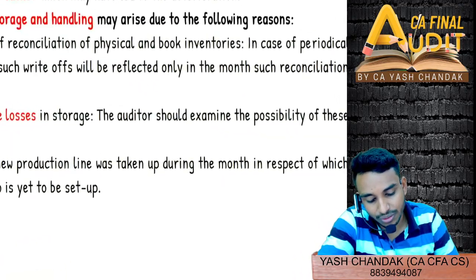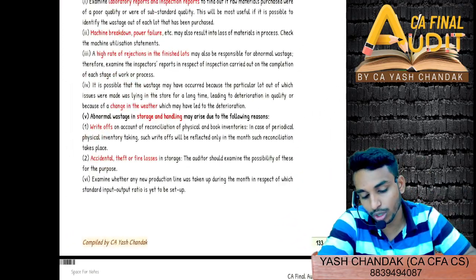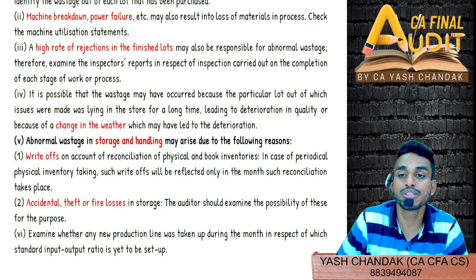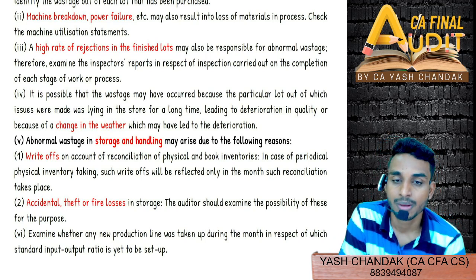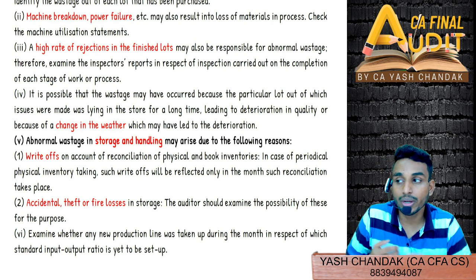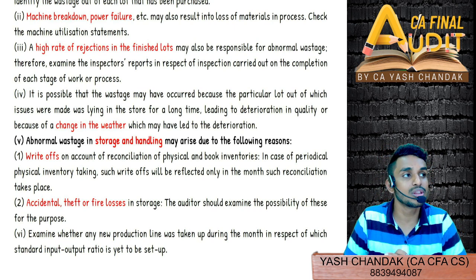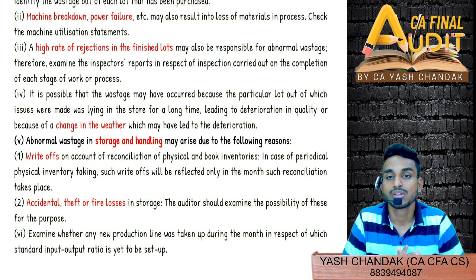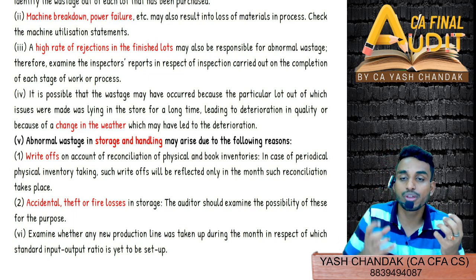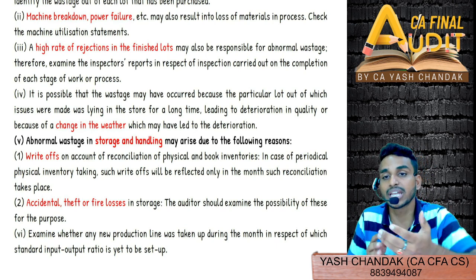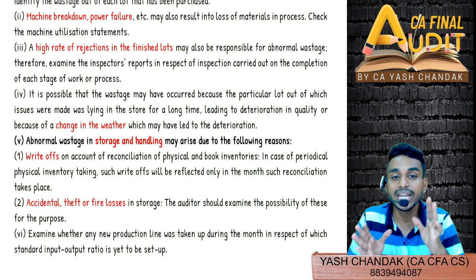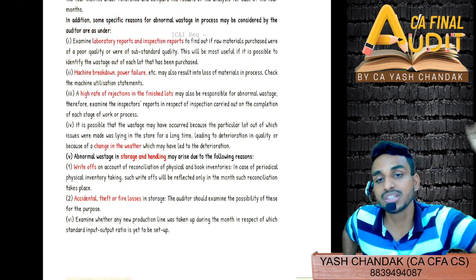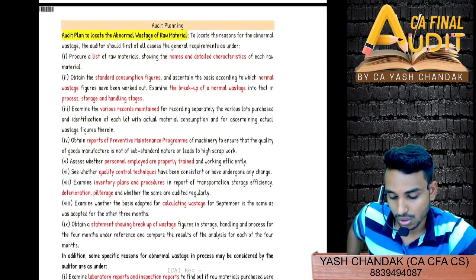Examine whether any new production line was taken up during the month in respect of which standard input output ratio is not mentioned. If you are inputting 100 tons and the output should generally be 98 tons, that means 2% is normal wastage. But suppose you are now into a certain new production line. Earlier you were doing iron and steel, and now you are also into aluminium. So now you will have raw material like bauxite or other sorts of metals. This is a new production line for you. There you don't know what the standard input output ratio will be. So then you have to assess accordingly. You can't just compare with the previous production line's input output ratio. So go through these points.